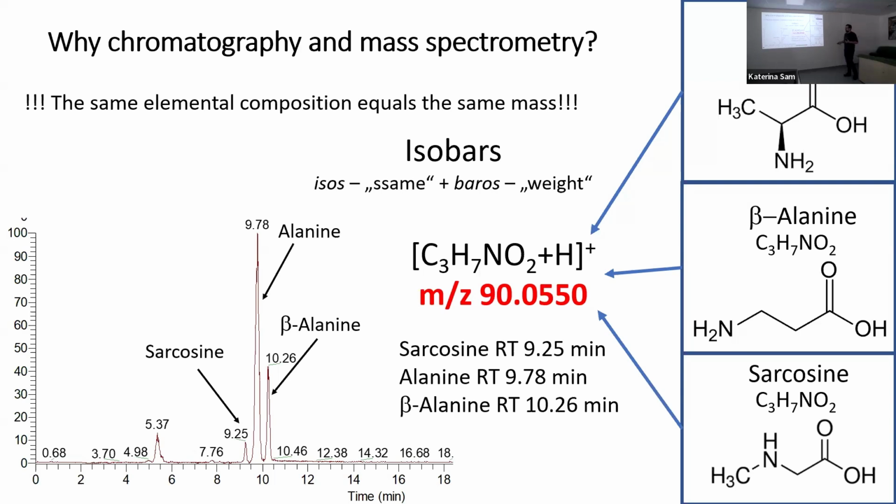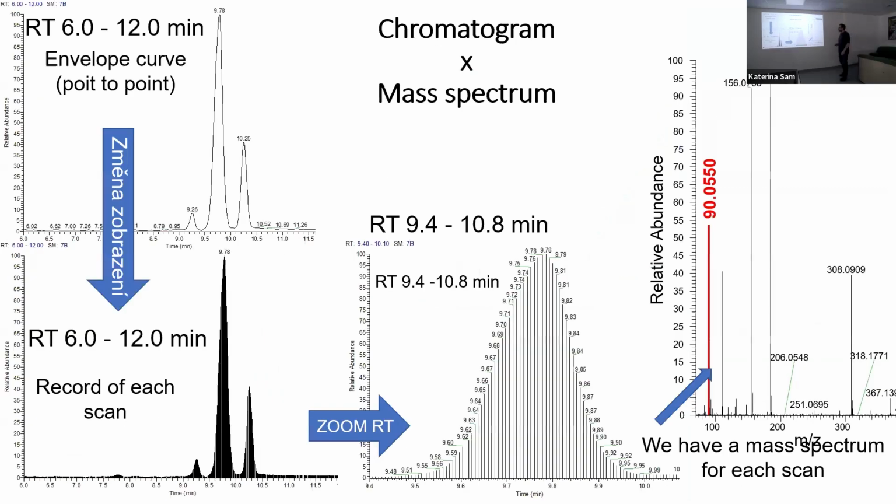Because without the separation, I measure these compounds together, and I don't have the information about the alanine. Without the separation, I have the information about sarcosine, alanine, and beta-alanine together. This is the reason why we use the LC and MS combination, both techniques.